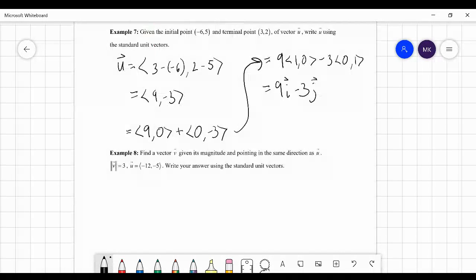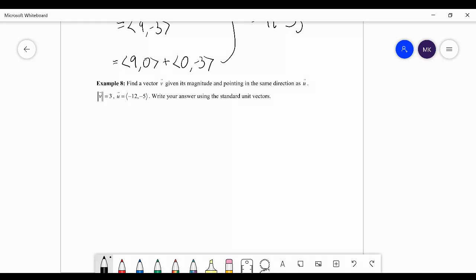So let's look at our next example. This combines a few things. It wants us to find a vector v given its magnitude and pointing in the same direction as u. We're told that the magnitude of vector v needs to be 3, and it needs to be in the same direction as this vector u, which is -12, -5. And it wants us to write our answer using these standard unit vectors.